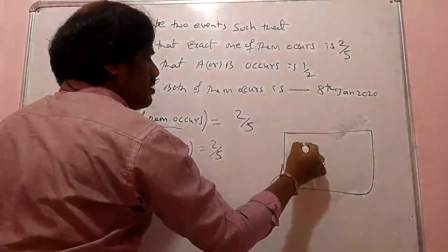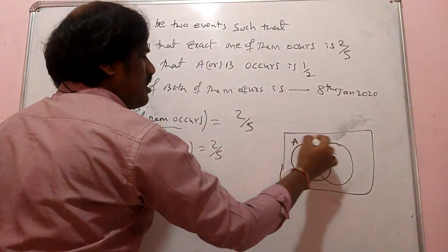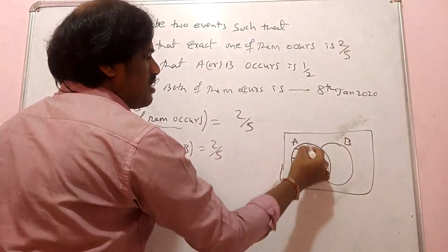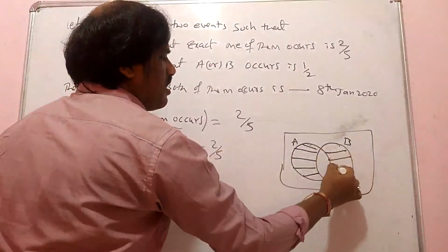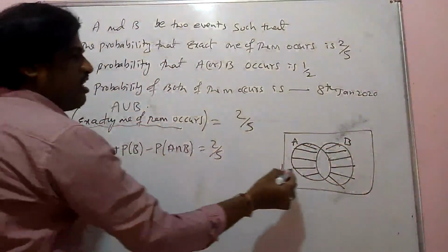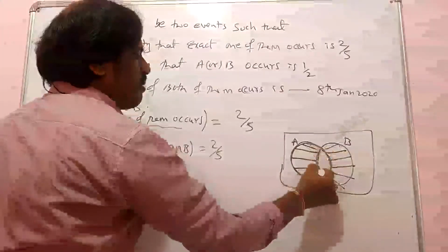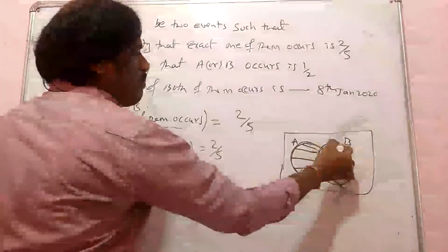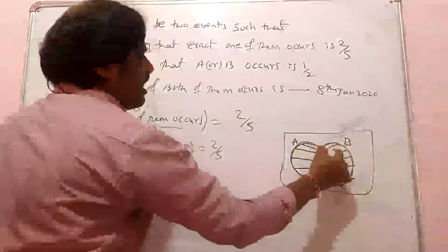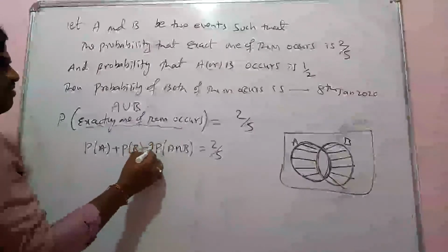Exactly one of them occurs means this is the A set and this is the B set. Exactly one means exactly A. If I take probability of A, I'll get this intersection part. If I take probability of B, I'll get that intersection part again. So the intersection part is counted 2 times. So the answer is probability of this one.